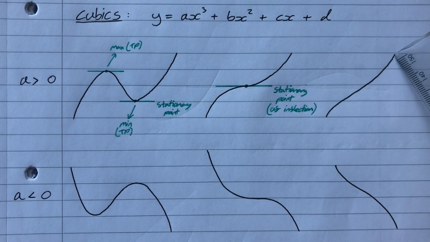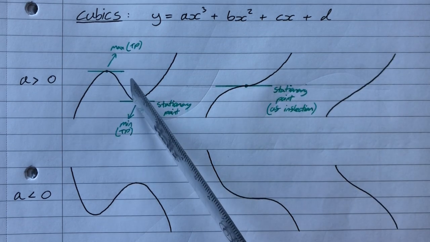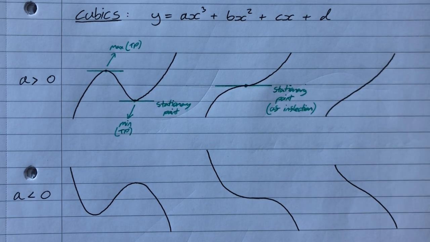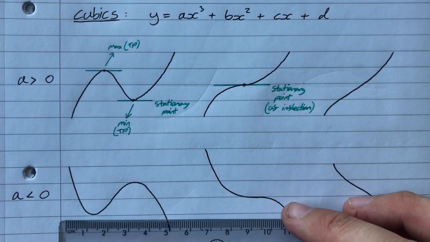And then this cubic doesn't have any stationary points, and that is very possible. So a cubic could have 2 stationary points, 1 stationary point, or no stationary points. Whereas the quadratic always had exactly 1 stationary point. So that's the main difference between them.